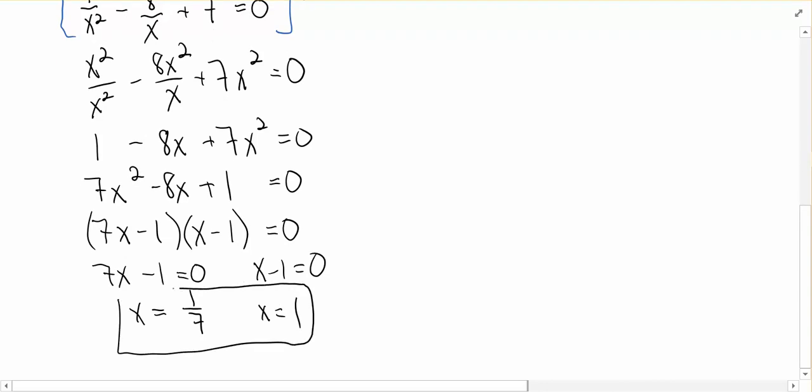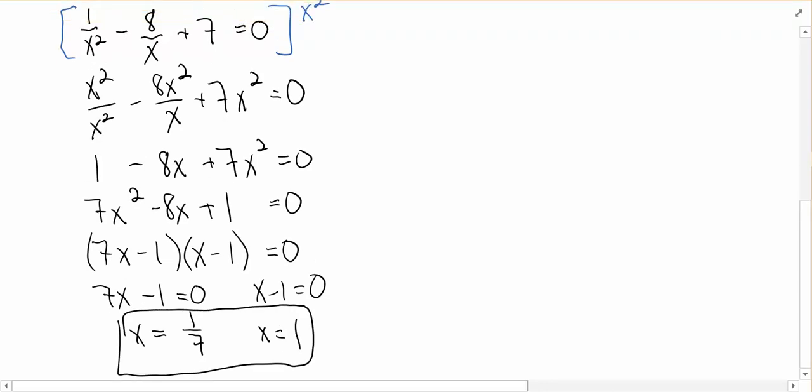And so we can see that we get the same answer either way, whether we treat this like a rational equation or whether we treat it like a U substitution problem.